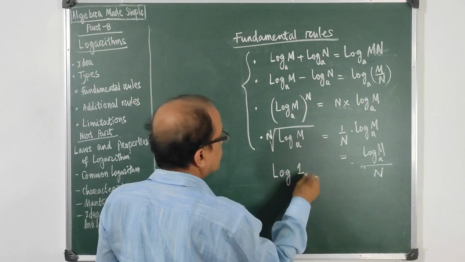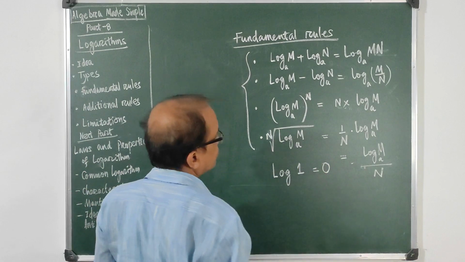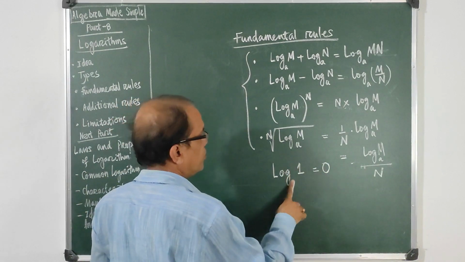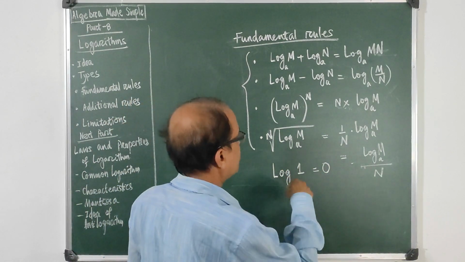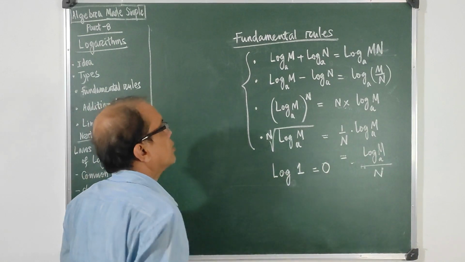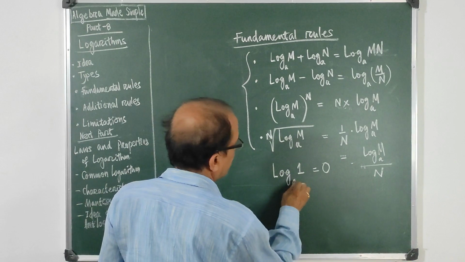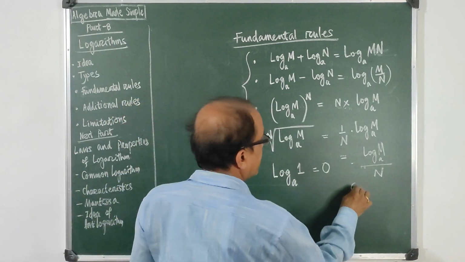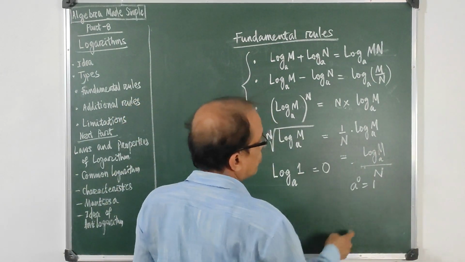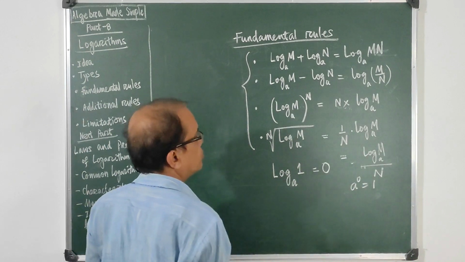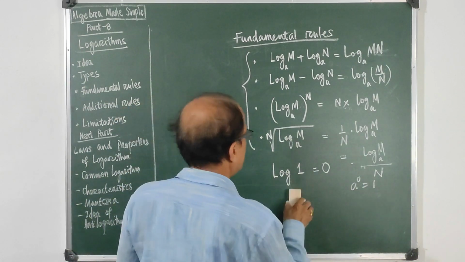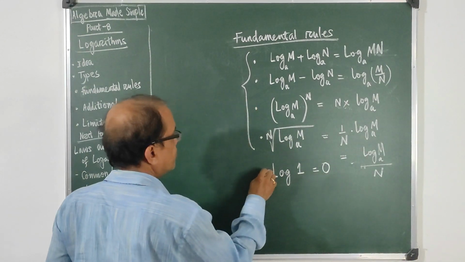Log 1 is 0, whether the base is 10 or anything else, because whatever the base a is, we know that a to the power 0 is equal to 1, so log 1 to the base a will be 0. So log 1 is 0, it is the next rule.